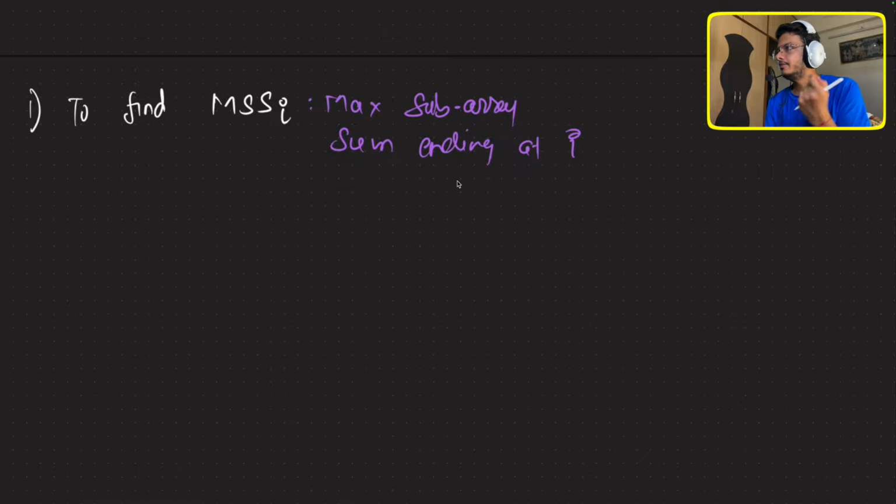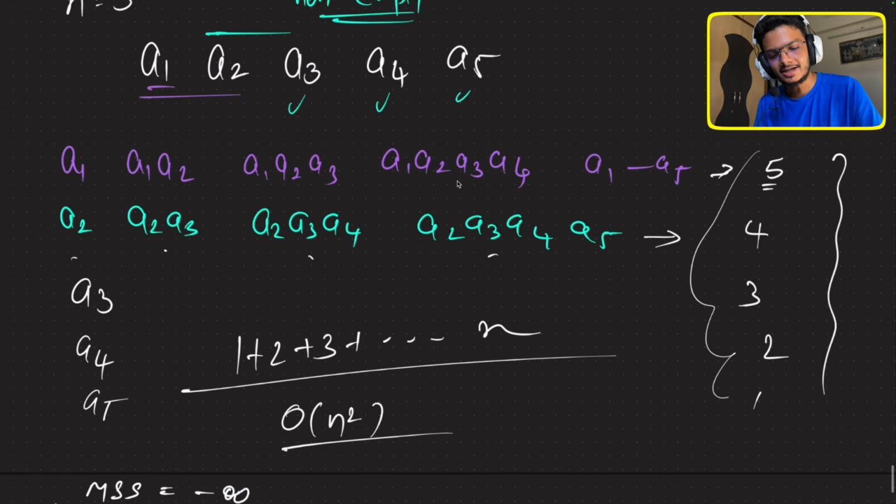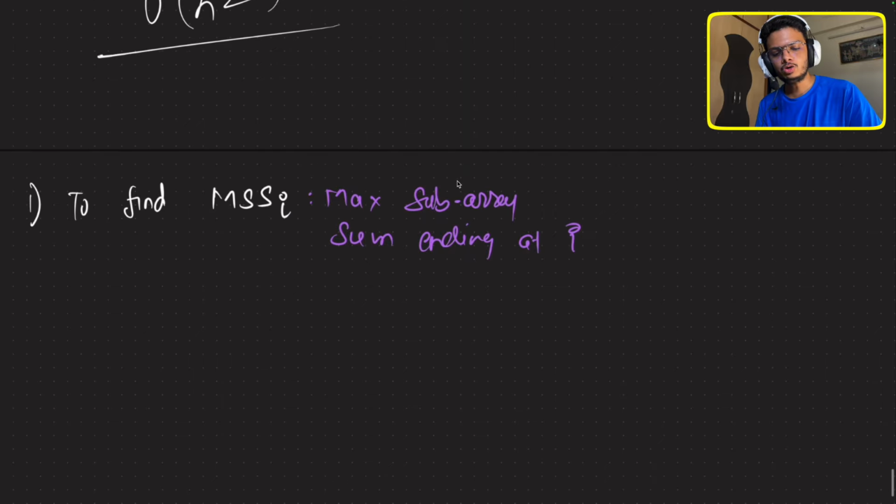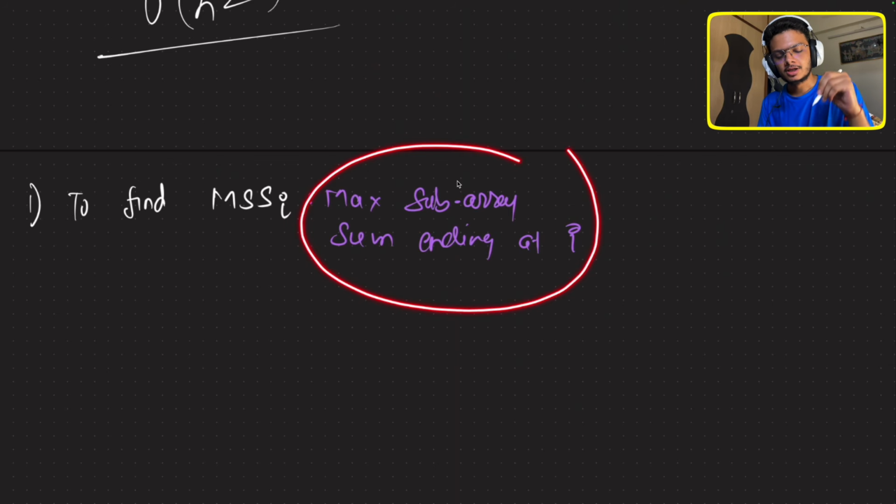Right, so we know that one way is to just enumerate all the possible subarrays ending at index I, which will be again order of I, right? So what is the number of subarrays ending at index 1? Just A1. What is the number of subarrays ending at index 2? A1 and A2. So we know that we can run an order of n loop and find that, but is there a way to do this efficiently?